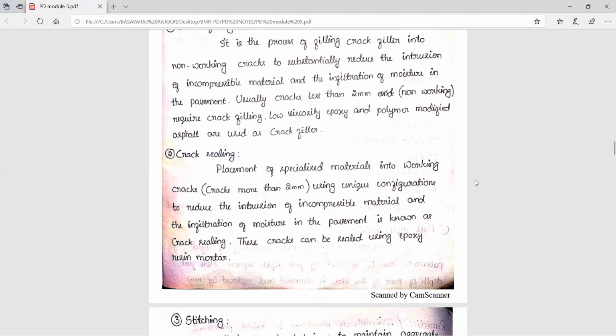All unsound material near the crack should be chiseled out to form a trapezoidal notch of 30 to 40 mm depth, with width at the bottom of the notch slightly more than at top for better interlocking. After thoroughly cleaning, the notch is given a tack coat and then sealed using epoxy resin material. A working crack is a crack in the pavement that undergoes significant deflection as well as thermal opening and closing movements greater than 2 mm. As I told, these cracks can be sealed using epoxy resin mortar.